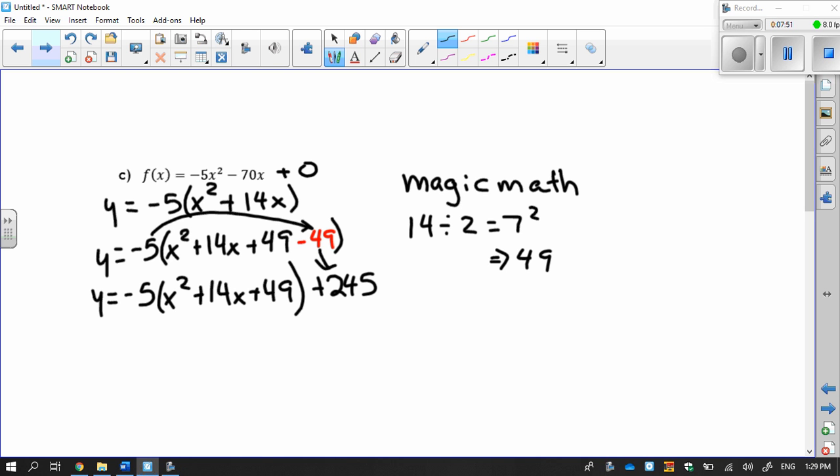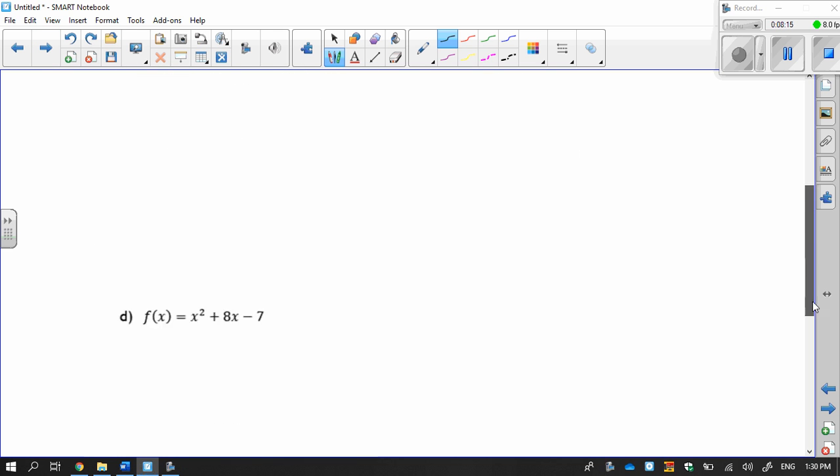Follow the arrows. Okay, y is equal to negative 5 bracket x squared. Nope, not squared because we're factoring now. X is a perfect square, 49 is a perfect square, and we have a plus sign in the middle, so plus 7 squared plus 245. That's one of the easier types of transformation that you'll deal with in converting, so let's keep going.